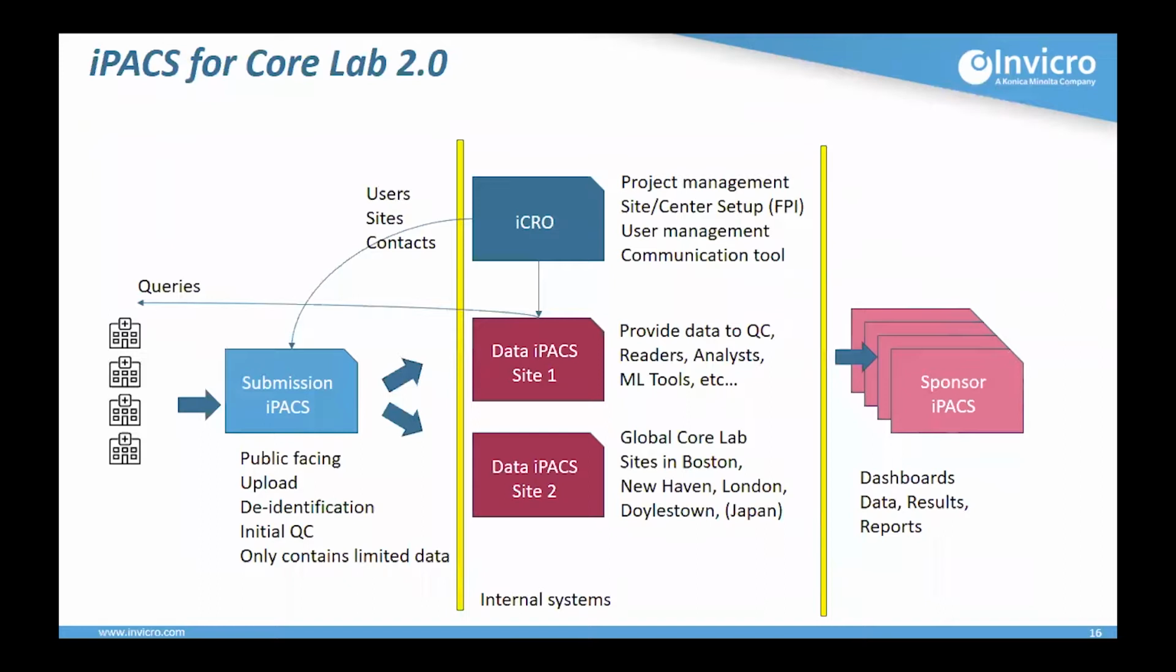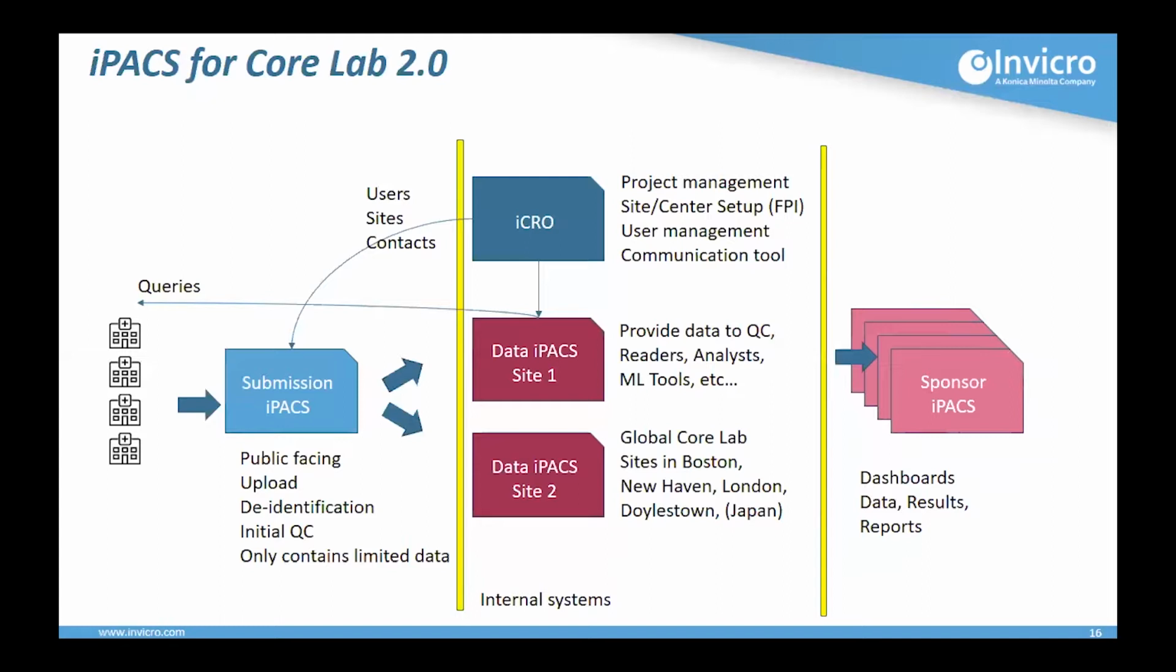So that's the setup that we have built for our core lab, where we have a submission iPACS that is public facing with an uploader that scales to whatever browser capabilities we have on the submitter side, where we can run the de-identification as well as the initial QC, and only keep data for a limited amount of time, because the submission iPACS is a publicly available iPACS. So it's also an advantage for us to only have data from the last couple of days there while they're getting processed, and not have the entire data warehouse exposed on the internet.